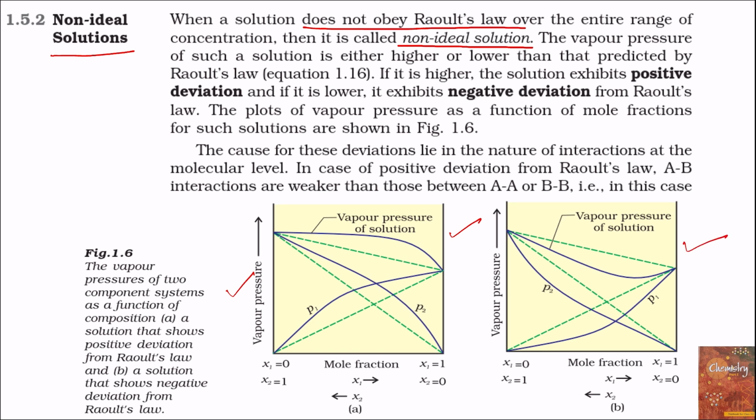The green line shows the graph for the ideal solution. The purple line shows the graph for the non-ideal solution. In this case, the vapor pressure of the solution is greater than expected from Raoult's law, and in this case the vapor pressure of the solution is lower than expected from Raoult's law. So this graph is of positive deviation from Raoult's law, and this graph shows negative deviation from Raoult's law.